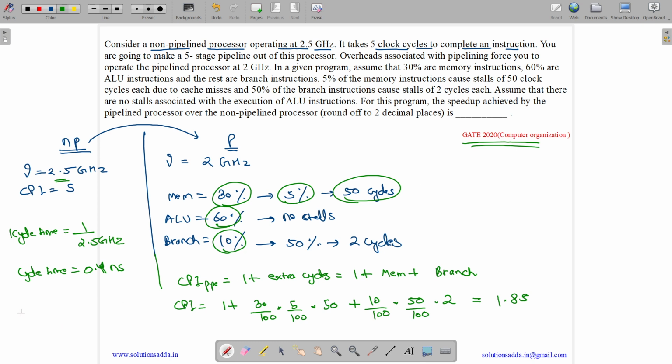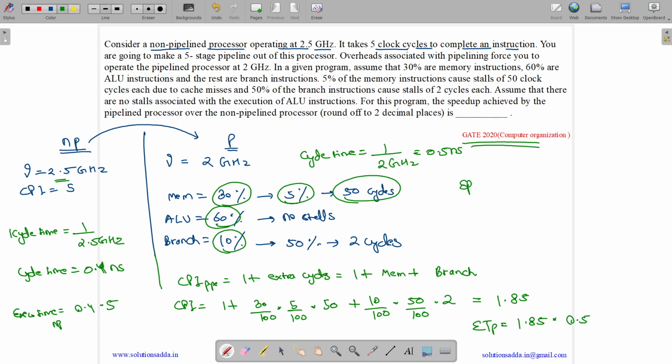What is our execution time? Execution time is equal to CPI into clock time. So what is our clock time? Clock time is 0.4, CPI is 5. So that is for non-pipeline. So execution time for pipeline: our CPI is 1.85 and our frequency is 2 GHz. So what is our cycle time? Cycle time is 1 by 2 GHz, which is equal to 0.5 nanosecond. So execution time is 1.85 into 0.5.